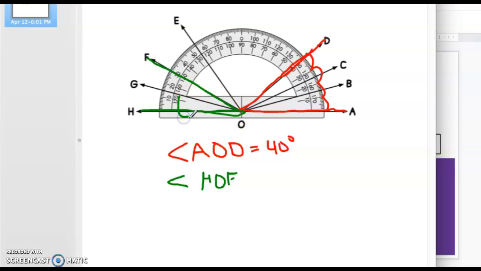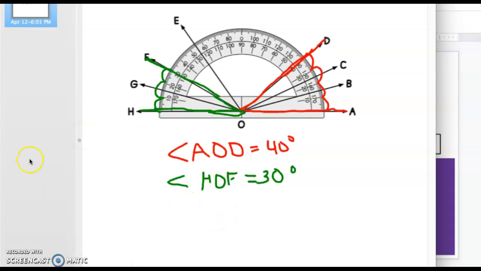Okay, now this angle is facing the left side, and so with the left side, I'm going to be looking at my outer numbers. So I'm going to skip count: 10, 20, 30. Luckily these did fall on an exact measurement of 10, so I know that this angle right here is 30 degrees. That is my measurement for my angle HOF.